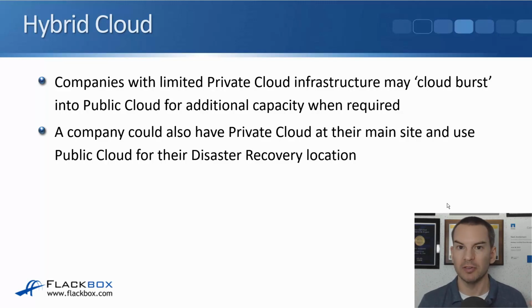An example of where this is sometimes used is a company could also have their own private cloud at their main site and use public cloud for their disaster recovery solution. So they've gone to the expense of building their own private cloud environment in their own data center, but they're worried that there might be some kind of regional disaster that takes out that data center. So they want to have a disaster recovery site that they can fail over to. They don't want to go to that huge expense of building the other data center again, so they could use a public cloud provider for that.